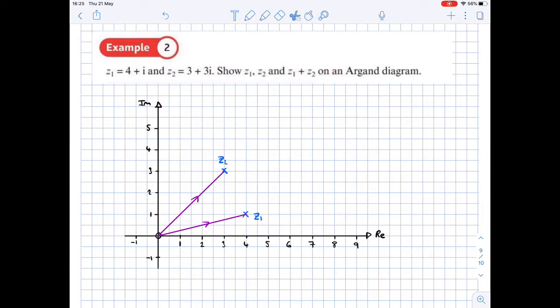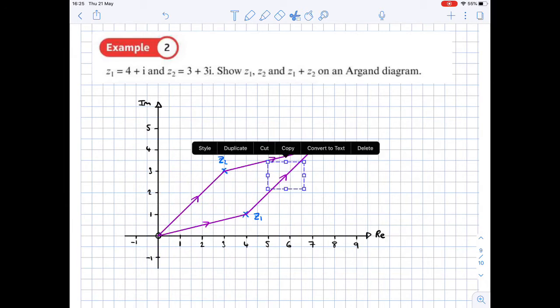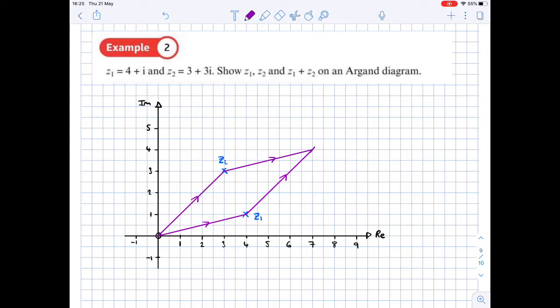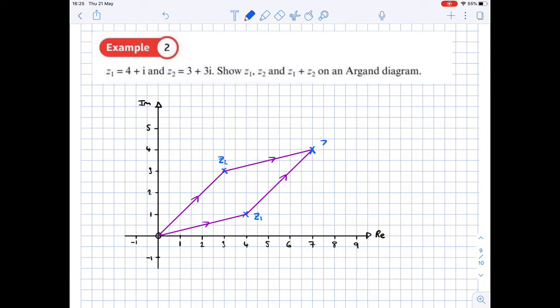Now, we want to find Z1 plus Z2. To do that, we can think about vector addition first of all. And doing that, we can think of it as taking the vector Z1 and adding it on to Z2. Alternatively, we could think about it as taking the vector Z2 and adding that on to Z1. And what you'll notice is we get to the same point. So this point is the point Z3. Now that's using a vector method.